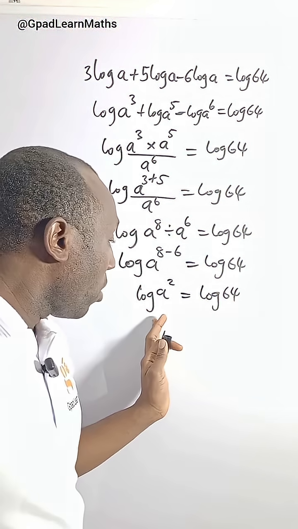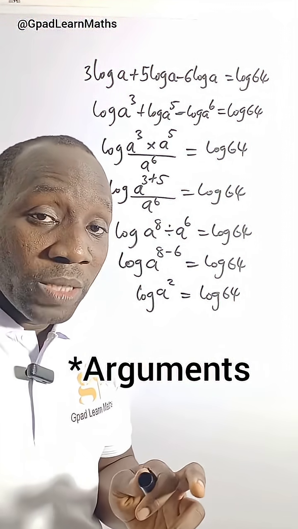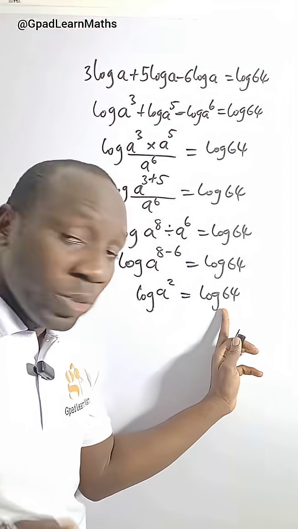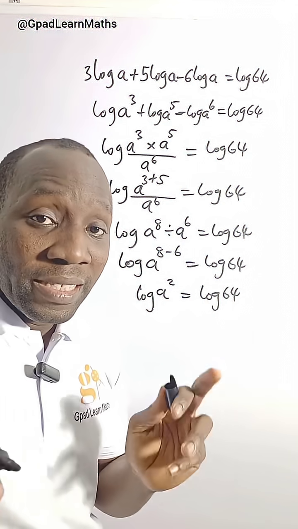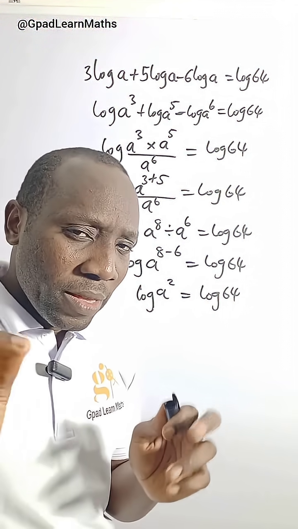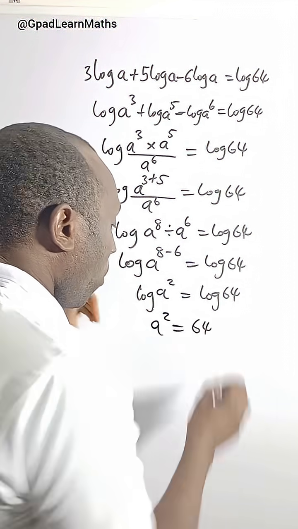Now, because the logarithm here is equal to what we have here, we can actually equate the exponent. But again, the bases must be the same. Here, the default base is 10, and the argument must not be less than 0. So for negative argument, you cannot equate the logarithm. So what am I going to have? a squared is equal to 64.